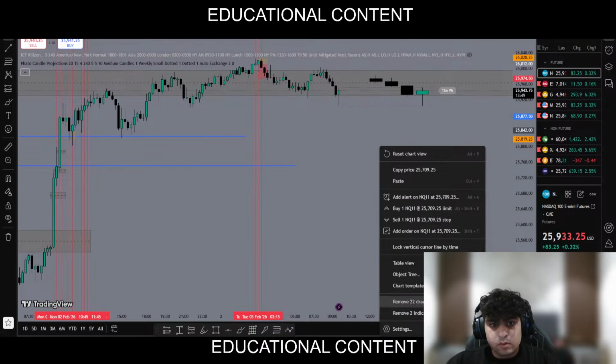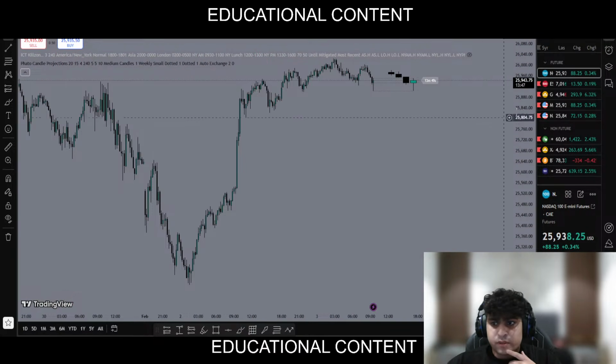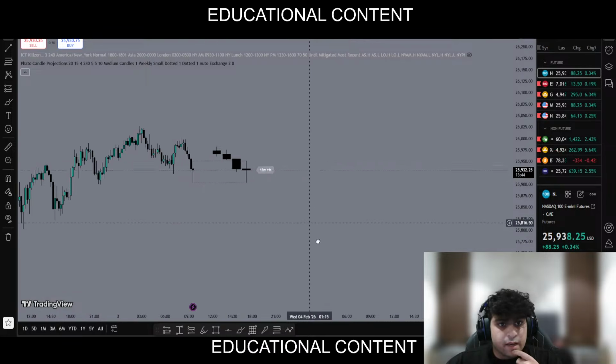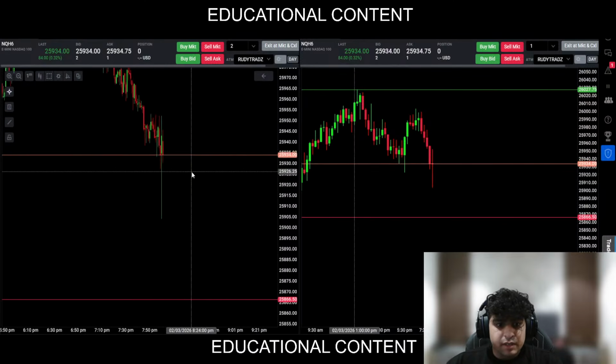Coming back to what is happening right now in the market. I have not analyzed anything. नीचे हमने एक liquidity sweep करी है.